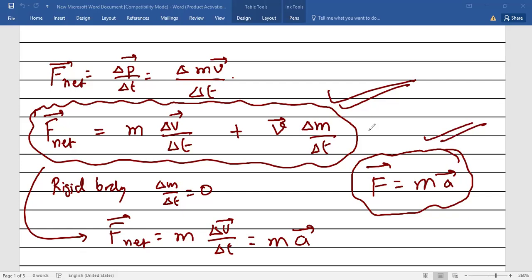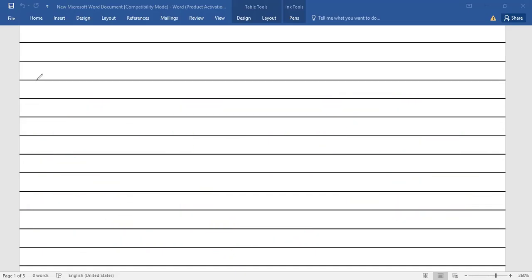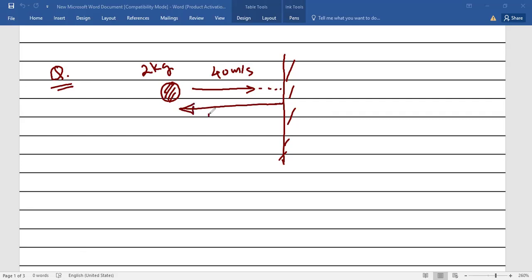Yeah, very clear. Okay. Now, as I have told you, we have to assign the direction, that is important. So based on that, let us do one question. There is one object of mass, let's say 2 kg. It is thrown horizontally towards a vertical wall at a speed of 40 meter per second. Now it hits the wall and it bounces back with the same speed. Given this, find the change in momentum.